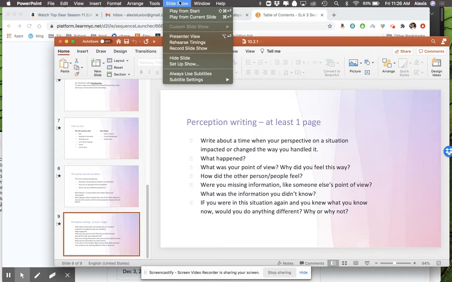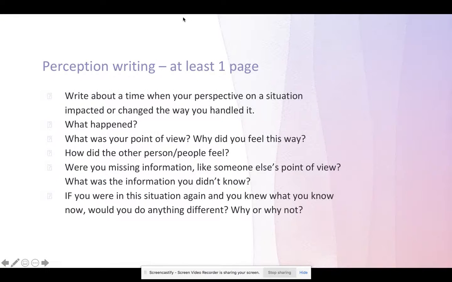Okay, so if you've finished reading the little Brené Brown part, we're also going to ask you to do a little bit of writing on your own. So we should be looking for at least a page in your Google Doc that's going to look like half a page. And we're going to ask you to write about a time when your perspective at a situation, so the viewpoint that you saw it from, impacted the way that you changed it or changed the way that you handled that situation.